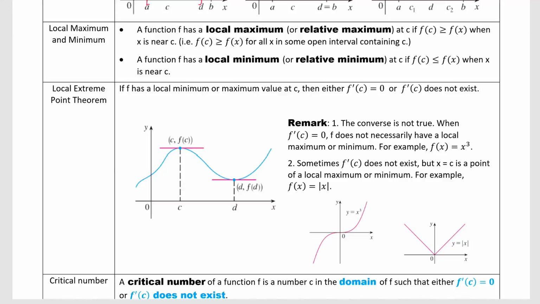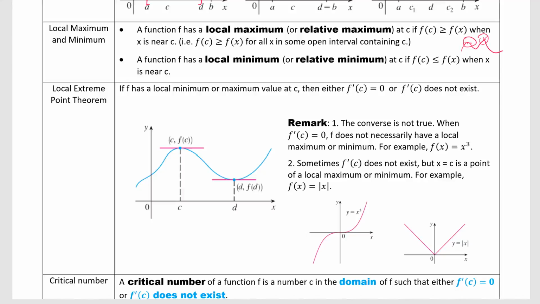A function f has a local maximum, or we can say relative maximum, at c if f of c is greater than or equal to f of x, where x is near c. So the picture is we can have this. Then this one is greater than or equal to f of x where x is near it. So this is a local maximum. However, this is not a global maximum because the global maximum is here. So a global maximum is also a local maximum, but not all local maxima are global maxima. So we have to be very, very careful.